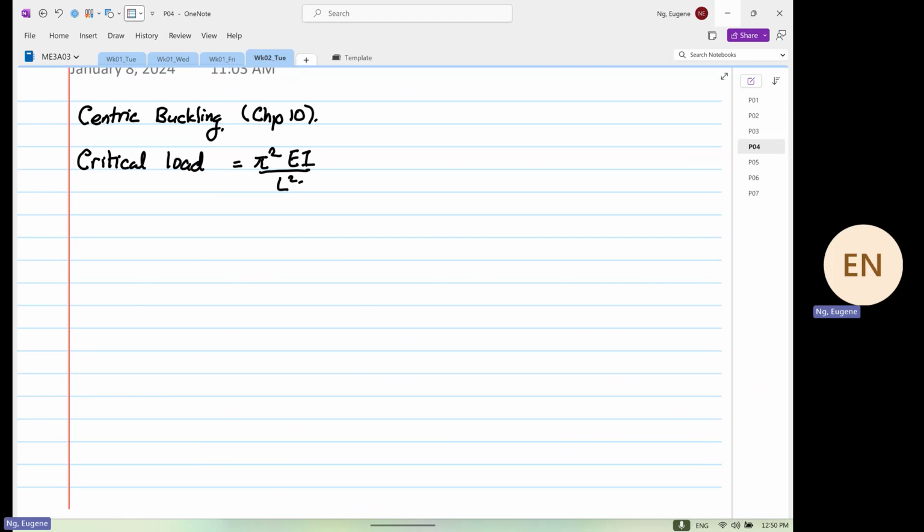That is why when you see the formula, you have a what over there? Anyone? You have a second moment of area.